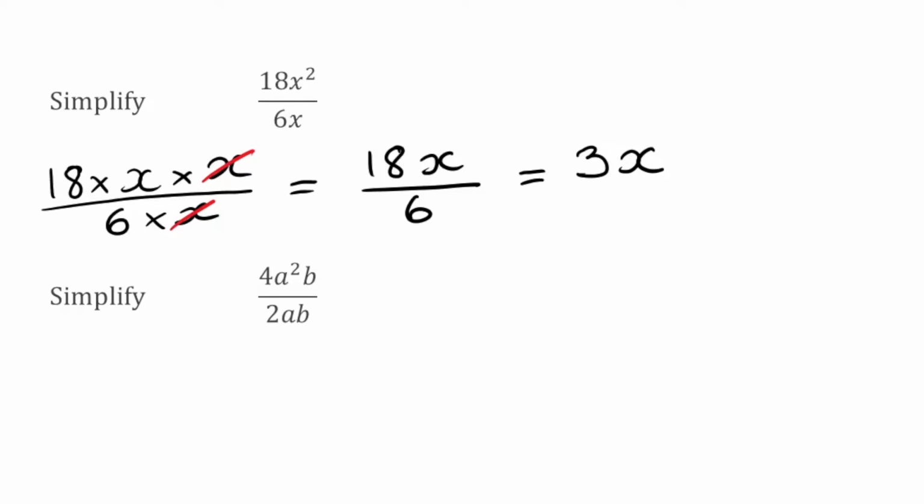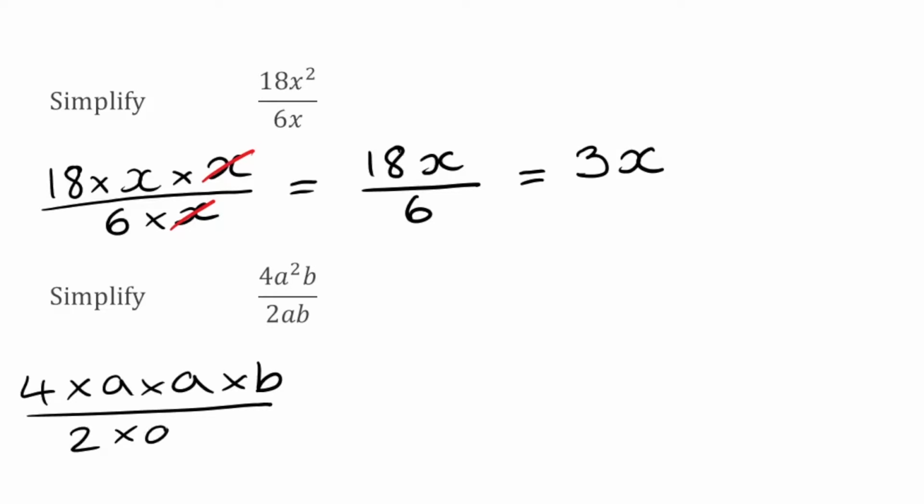Okay, so for the next question, we've got 4a squared b all divided by 2ab. So I'm going to do the same thing here as well. I'm going to write it out in full. So we've got 4 multiplied by a squared, which is a times a. And then we're timesing that by b. And then on the denominator, we'd have 2 multiplied by a multiplied by b for 2ab.